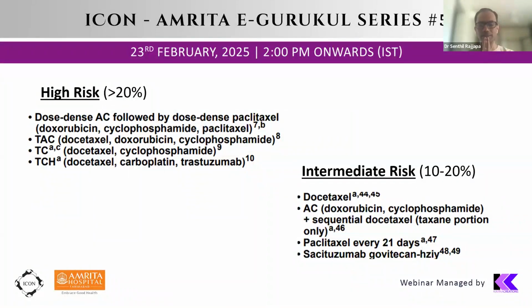Anything that's given at a higher dose, more drugs, will always produce more myelosuppression. So look at everything on the left of your screen. If it's dose dense, if it is TCH, if it is TAC, all of these are more likely to produce a higher probability of myelosuppression compared to if you just use 2 drugs or 1 drug once every 3 weeks and so on and so forth. So the ones on the left are high risk, the ones on the right are intermediate risk. Why is this important, Ketan? Why do we need to know this?